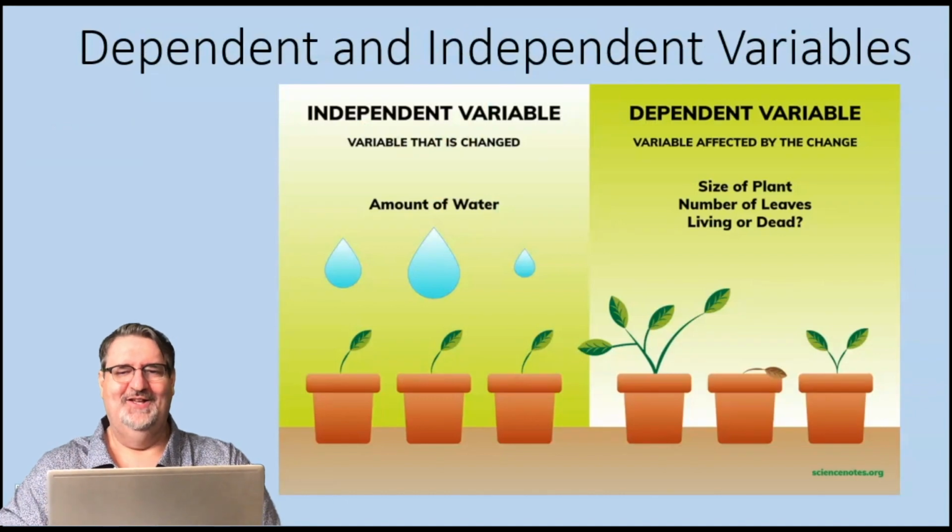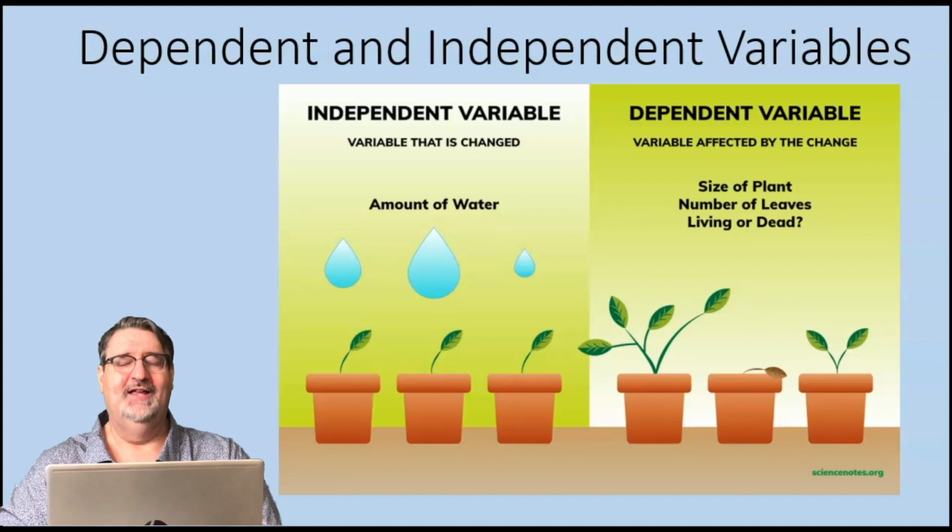All right. Well, we've just done a lesson on dependent and independent variables. And we found out that the independent variable is the thing that you can change, like how much water you're adding to a plant. And the dependent variable is something like how much it's growing or how many leaves it has.